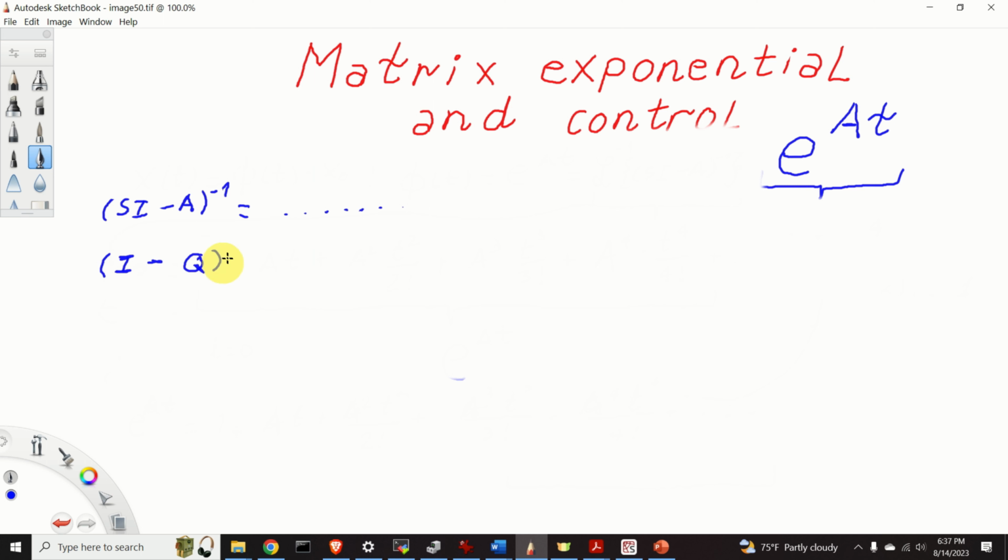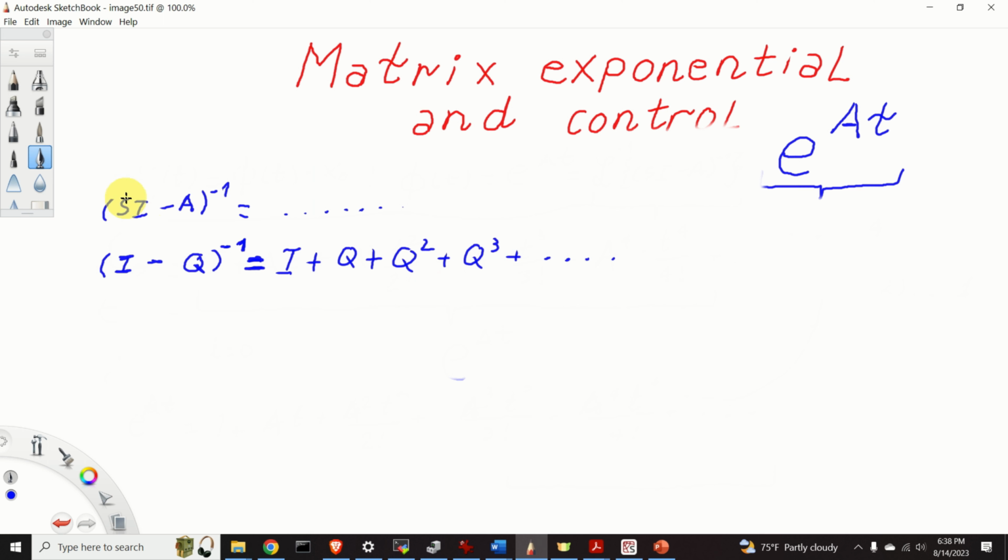Let Q be an arbitrary matrix, and let us try to expand this expression. Under some mild conditions and assumptions that I will not state here in order not to make this video tutorial too complex, we can expand this expression as follows: identity plus Q plus Q squared plus Q to the power 3, etc. Let's apply this formula to this equation.